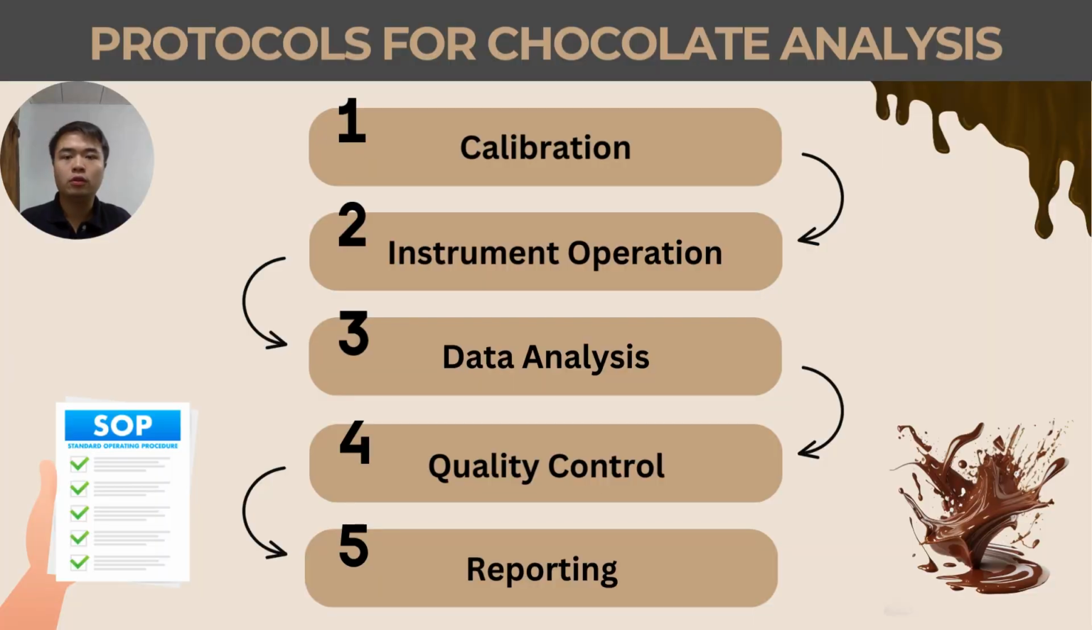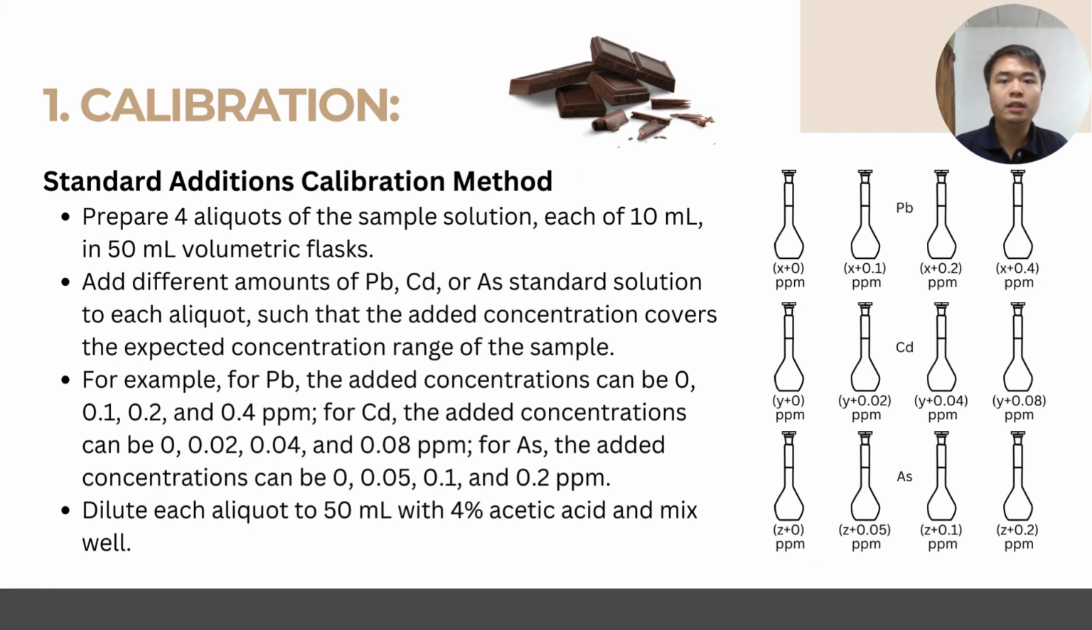The protocol for chocolate analysis consists of 5 stages, which are calibration, instrument operation, data analysis, quality control, and reporting. The method used in the calibration stage is the standard additions calibration method. First, 10 ml aliquots of sample solution are prepared. Then different amounts of analyte standard solution are added to each aliquot. The concentration added must be in the expected concentration range of the sample. Last, each aliquot is diluted to 50 ml with acetic acid and mixed well.